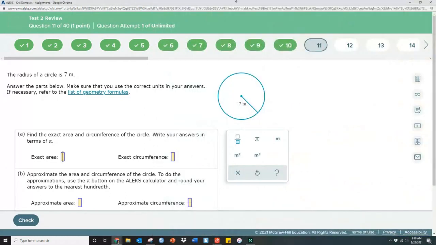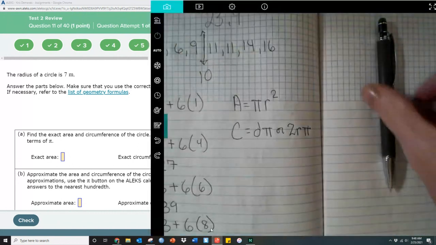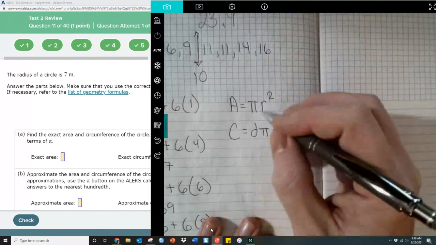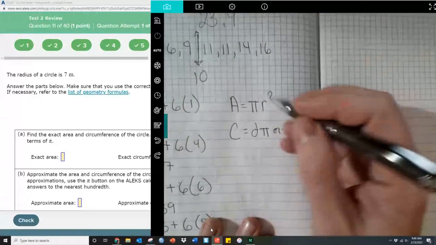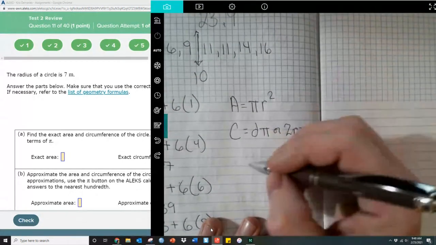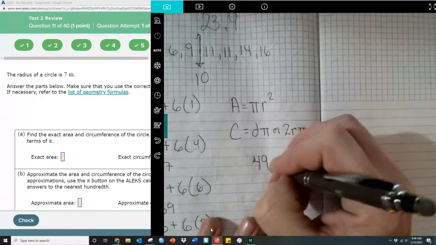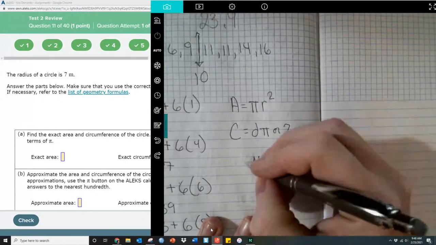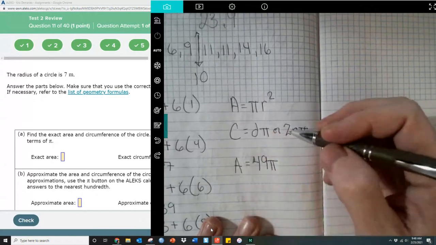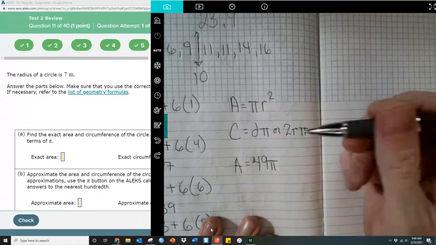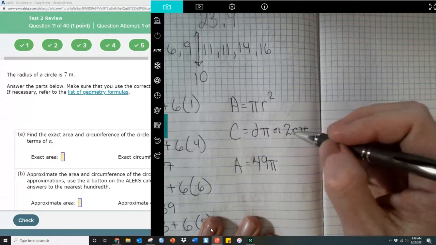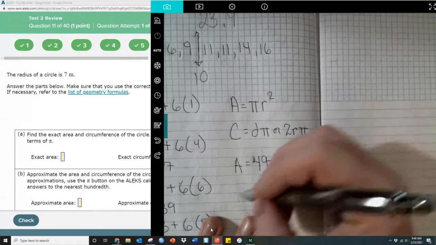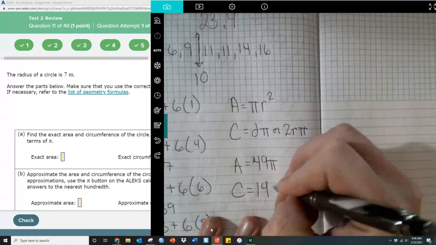So if the radius given to us is 7, then when we go ahead and find the exact area and plug it in, all you got to do is say 7 times 7, because the area formula is radius squared. Then it's going to be 49 times pi. That's the exact value of the area. Whereas for the circumference, it's double the radius, which 2 times 7 is 14 times pi. So the circumference is 14 pi.